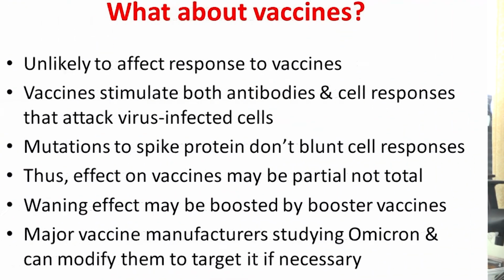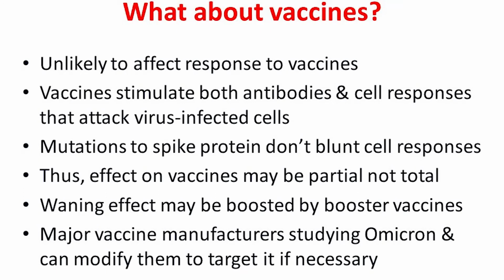Now, what about vaccines? Because this is a concern for the world globally. It is unlikely that the Omicron variant will not respond to COVID vaccines. This is because the vaccines that have been developed for COVID stimulate two arms of the immune response in the body. It produces what we call antibodies that fight the infection, but it also produces what we call T cells, the cellular immune response, which produces white blood cells that attack the virus-infected cells, in the process killing both the virus and the infected cell.